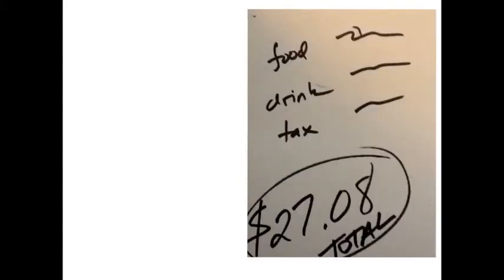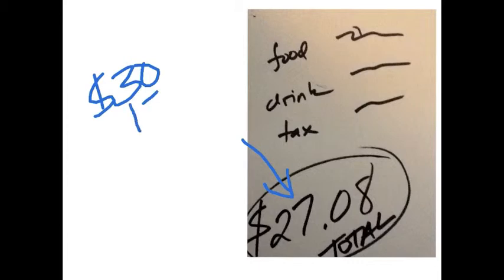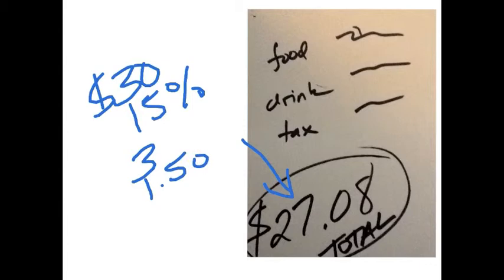Now let's say my server did a really good job and I want to leave them a little bit more. So instead of using $27, I may round my 27 up to 30, which makes it actually a little easier to figure out for a 15% tip. 10% of 30 is 3, and then half of 3 is $1.50. So I would leave the server $4.50. However, again, if I was using cash, I just might round this up to $5.